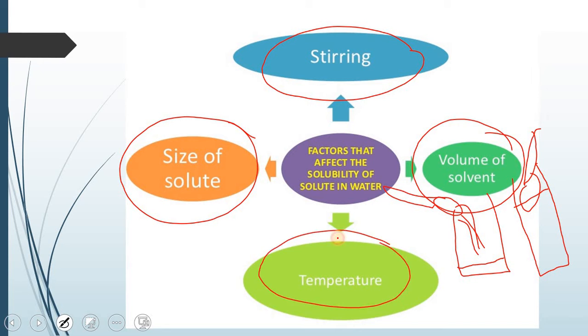And also temperature. The higher the temperature, the higher the rate of solubility. Why? Because it's easier for the particles to break down if you use a higher temperature of solvent. So that's why when you make tea or coffee, you usually use hot water. Compare that to when you try to make tea or coffee with cold water. It will take much longer for them to dissolve because the rate of solubility is much lower.